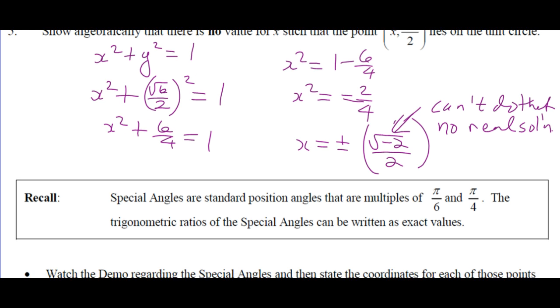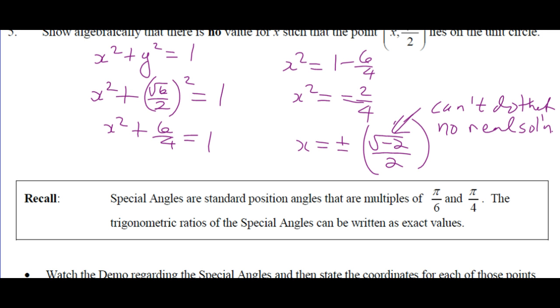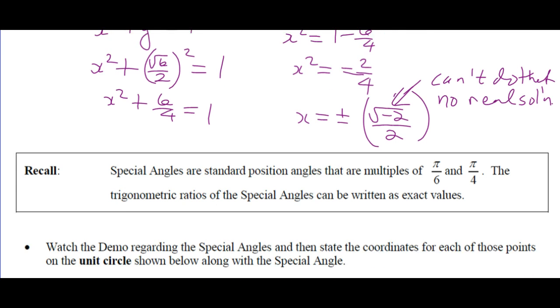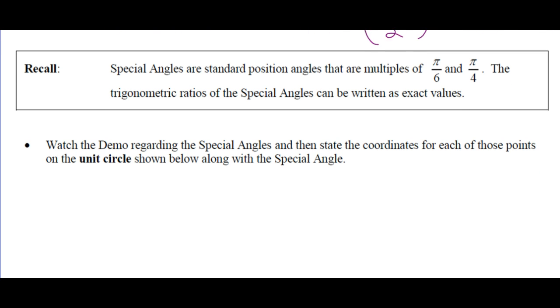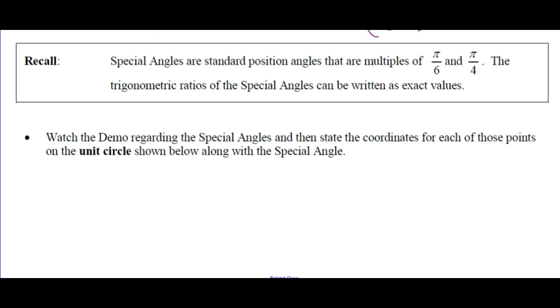Okay. Recall. Special angles are standard position angles that are multiples of pi over 6 and pi over 4. The trig ratios of the special angles can be written as exact values. Watch the demo regarding special angles. We kind of did that one, right?